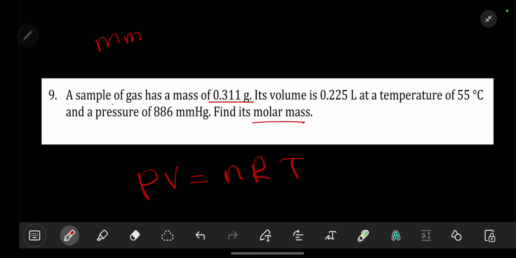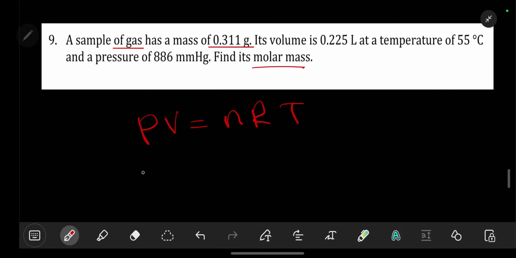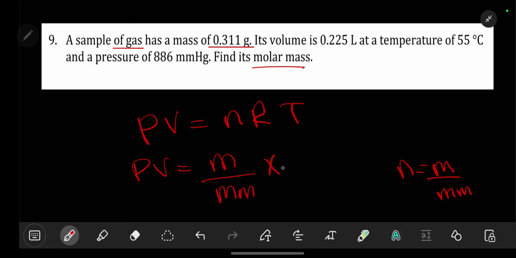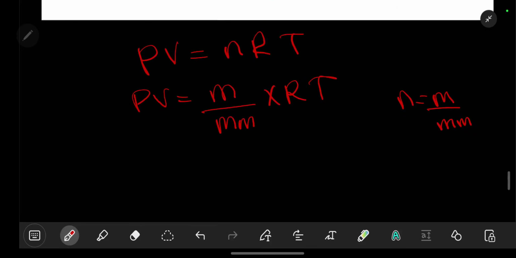Now, this is a sample of a gas. You don't know which gas this is, so you cannot find the number of moles. What you're going to do is use the fact that the number of moles is equal to mass over the molar mass. So you're going to say PV is equal to mass over the molar mass times R times T.